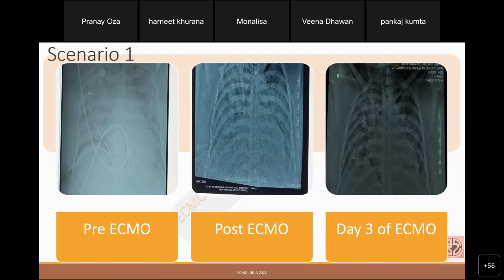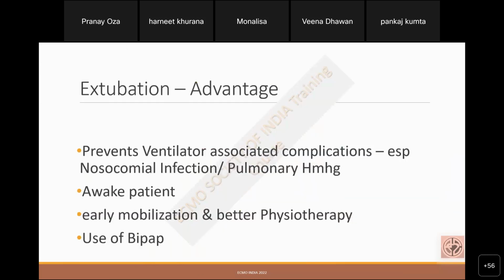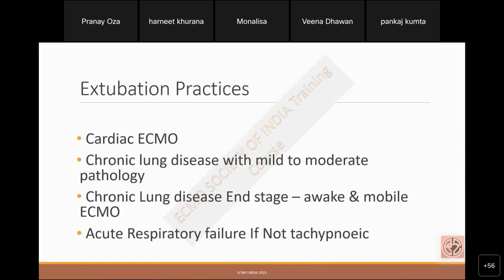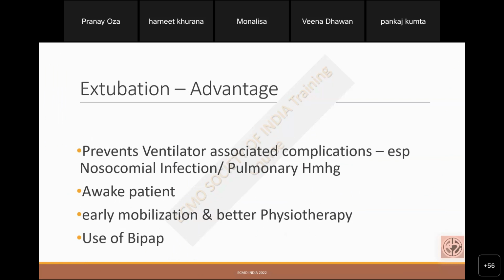And she was conscious, and these are the X-ray pre-ECMO, post-ECMO, and day 3 of ECMO. On day 4 of ECMO, we decided to extubate her. Extubation was done basically to prevent ventilator-associated complications and nosocomial infection. We can keep the patient awake, early mobilization is possible, and it allows better physiotherapy and use of BiPAP, which you can use to improve the patient's lung condition.